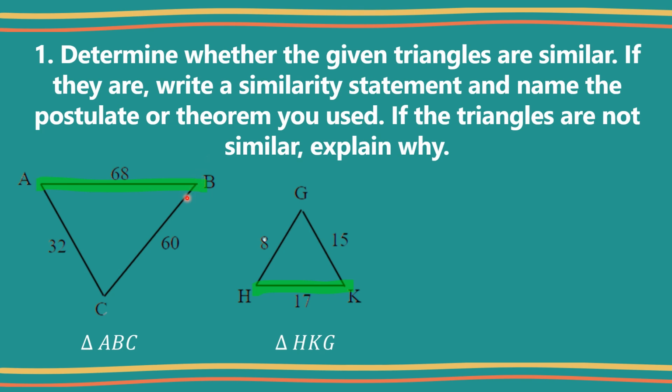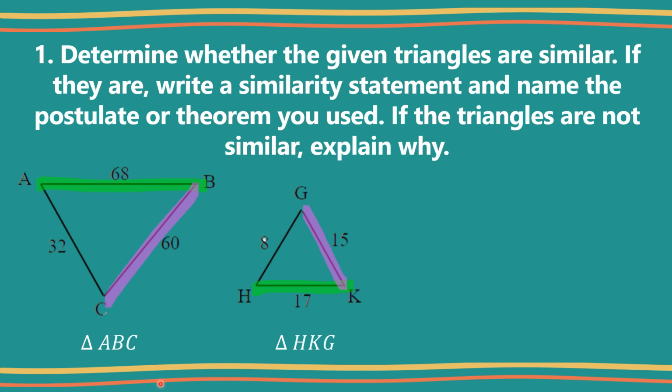And then I'm just going to go along this next side here, BC. You could do AC, it doesn't matter. Again, you have to check that all the sides are proportional, so it does not matter where you start. You have to check every one. So I'm doing 68 over 17, and then I'm also going to look at the next largest side, which in the triangle on the left is 60. The next largest side in the triangle on the right is 15.